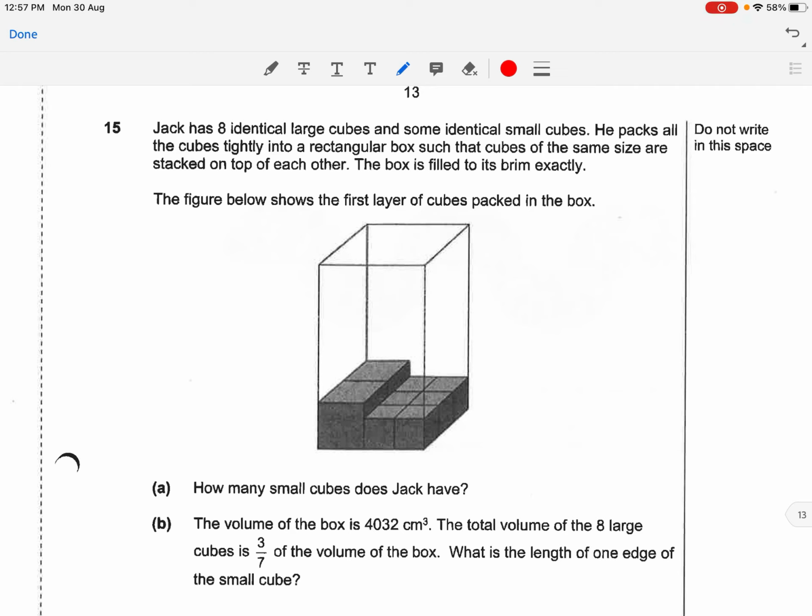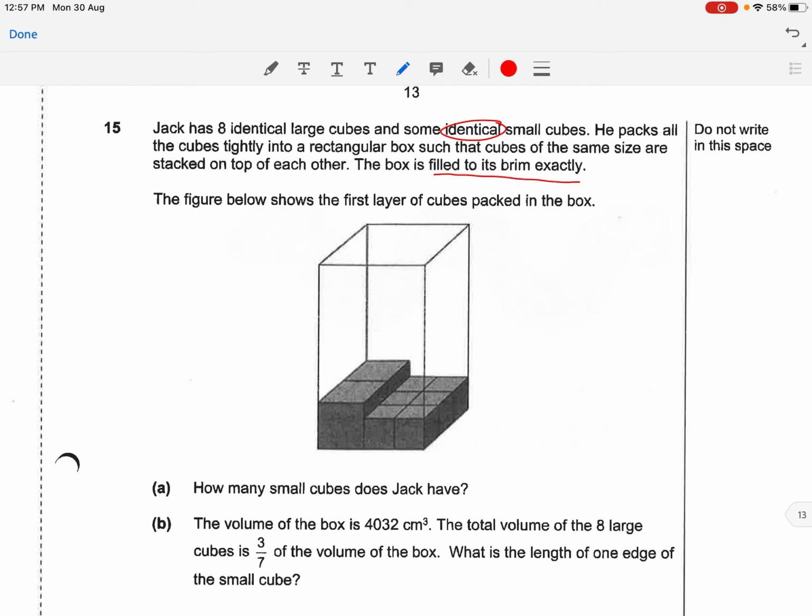I have 8 identical large cubes, but the figure only shows 2. So it means that I probably will need 6 more. And some identical small cubes. You do not know anything about how many small cubes you have. He packs all cubes tightly so there's no gaps in between. And the cubes are all of the same size. That means the large are the same, and the small ones are the same. And the box is filled to the brim exactly. So this tells you that the capacity is filled up to the max.